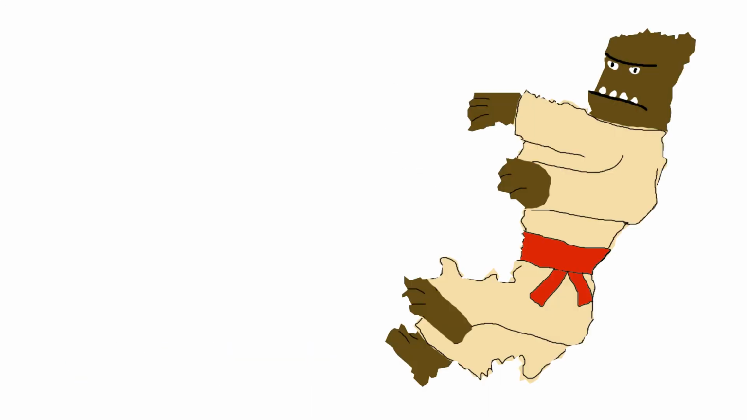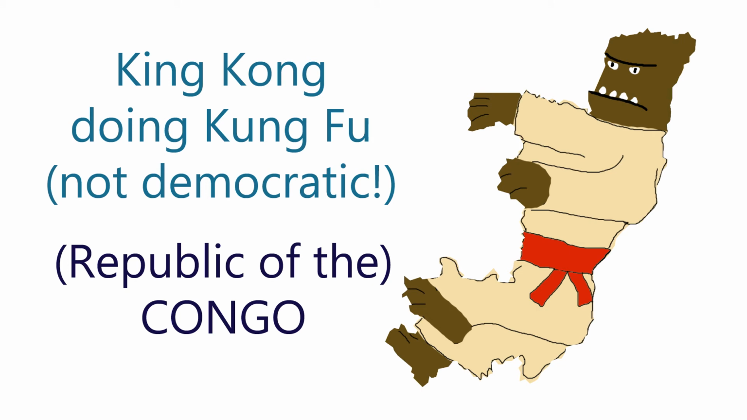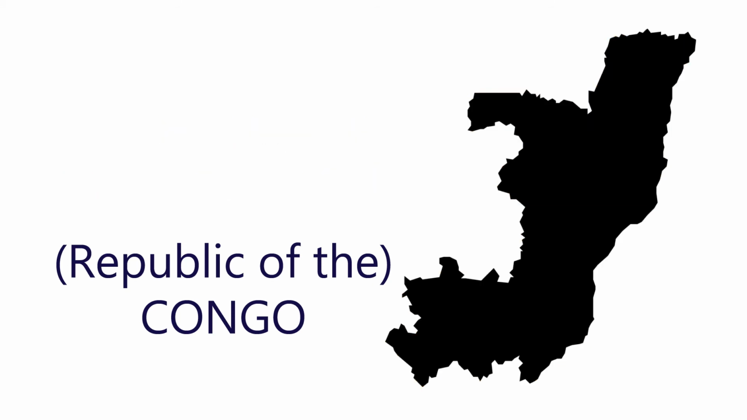I think it's impossible to look at this shape and not see King Kong practicing, maybe it's karate, but we're going to say kung fu. So King Kong doing kung fu. And the important thing to remember is that doing kung fu is not democratic, because this is simply the Republic of the Congo. So King Kong, Congo, but not the Democratic Republic, which we're going to see next, but just simply the Republic of the Congo.